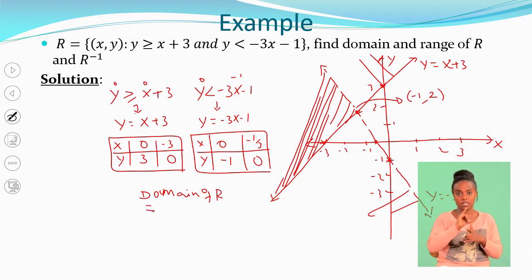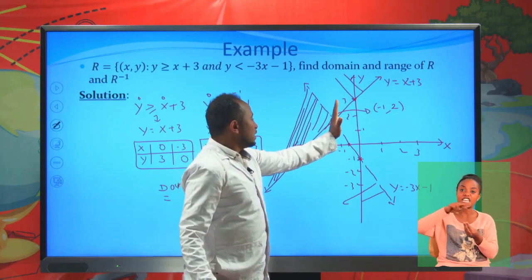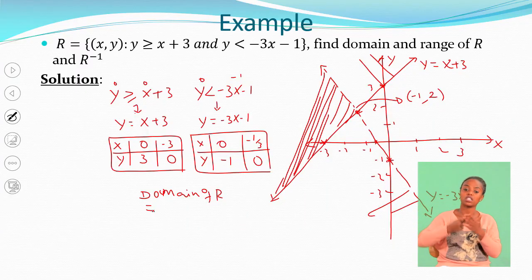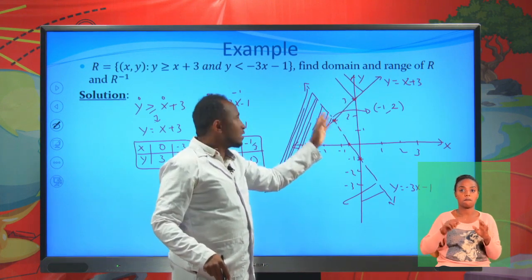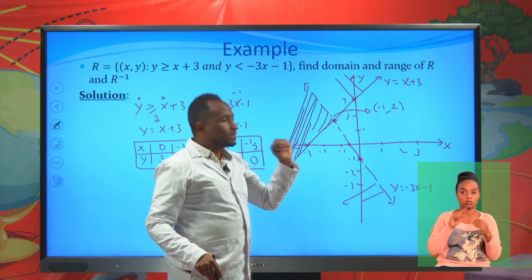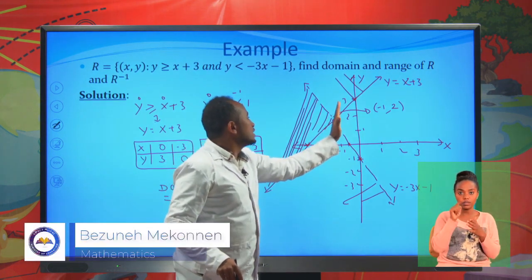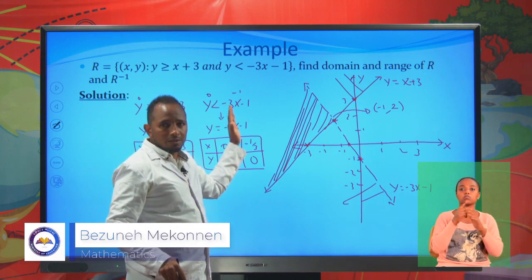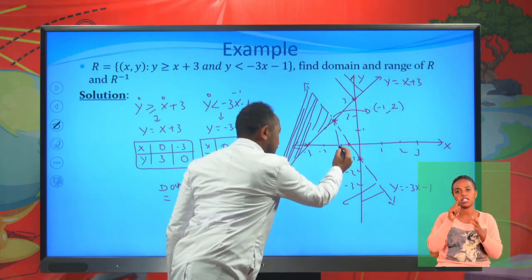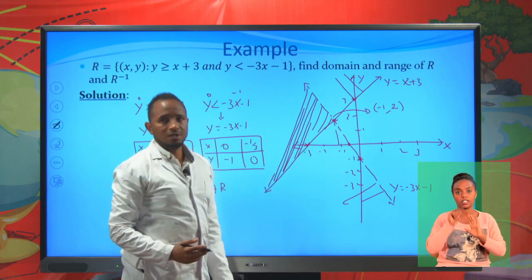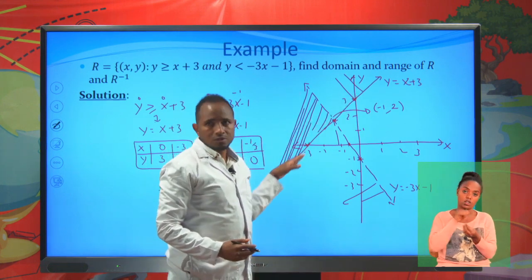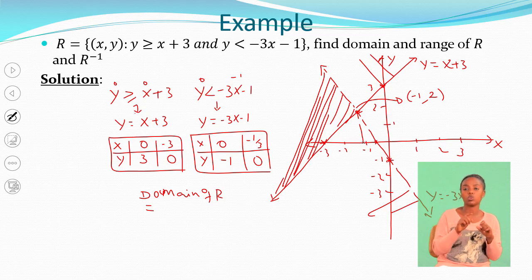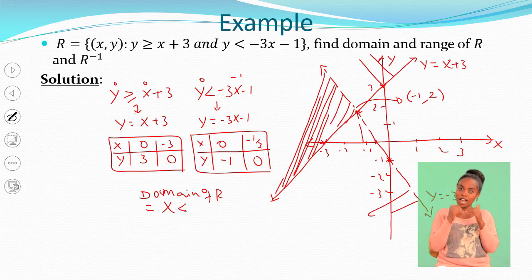is equal to, as you can see, you'll find this region to the left of this point. Since this line is not part of our graph, this line and this line do not have an intersection at this point because this is a broken line. It's not a part of our region. So it doesn't include this point, but to the left of it will be our domain. This point is negative 1. So the domain of this relation will be x less than negative 1. It doesn't include negative 1 because it's a broken line. This is a solid line. Their intersection is not part of our region. Therefore, the domain will be x less than negative 1.